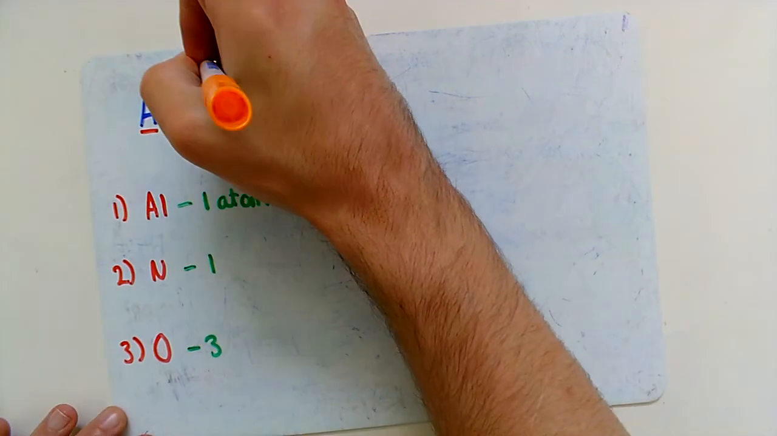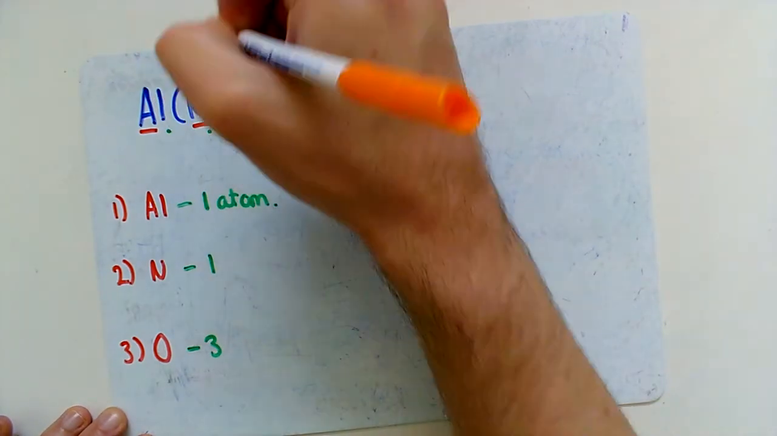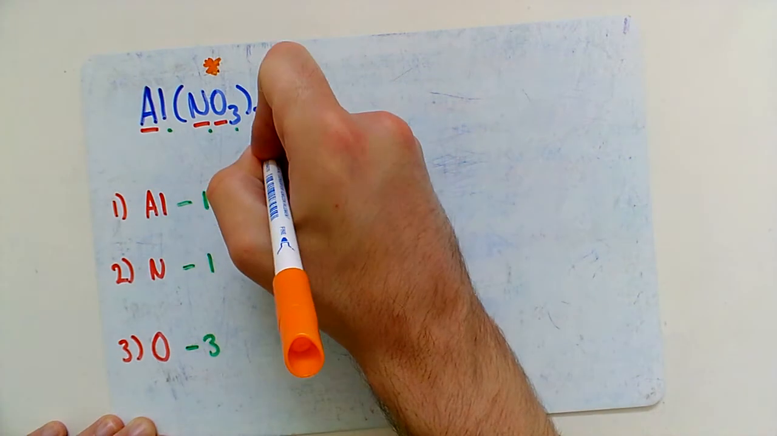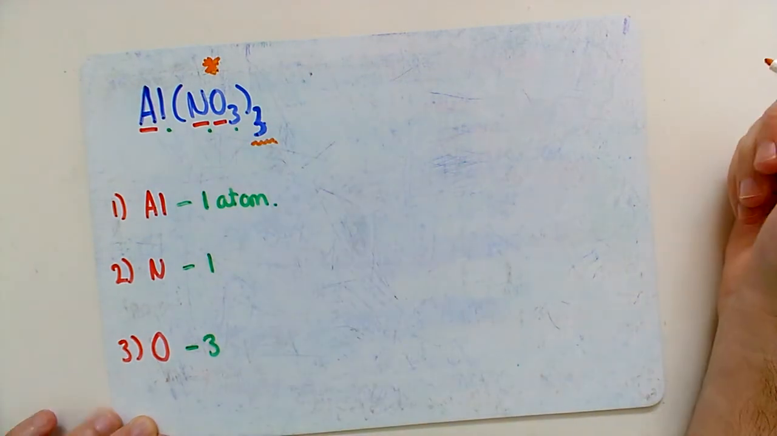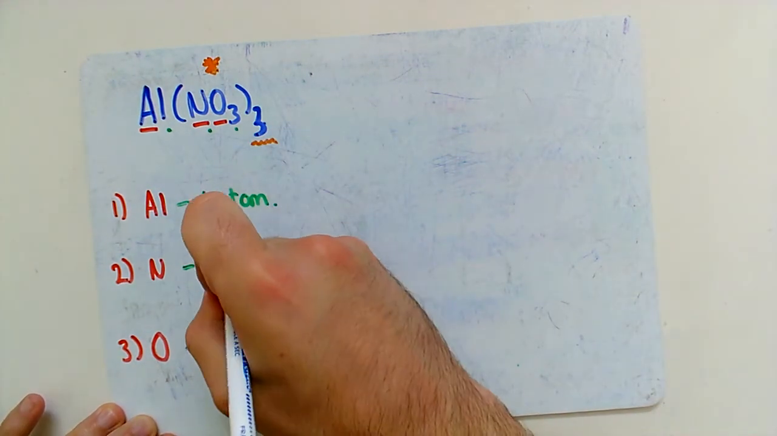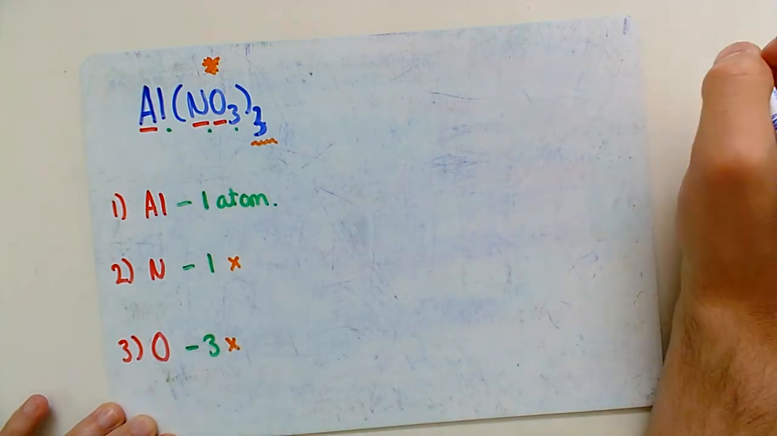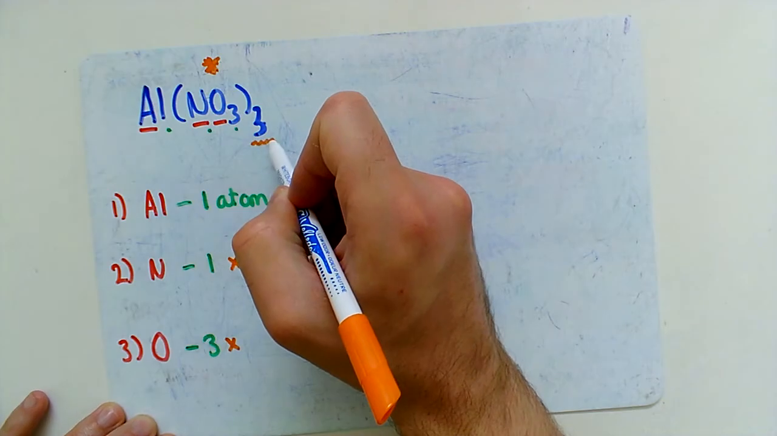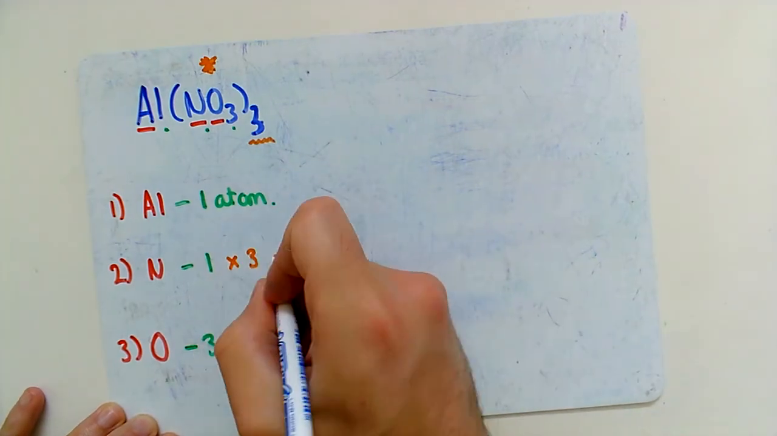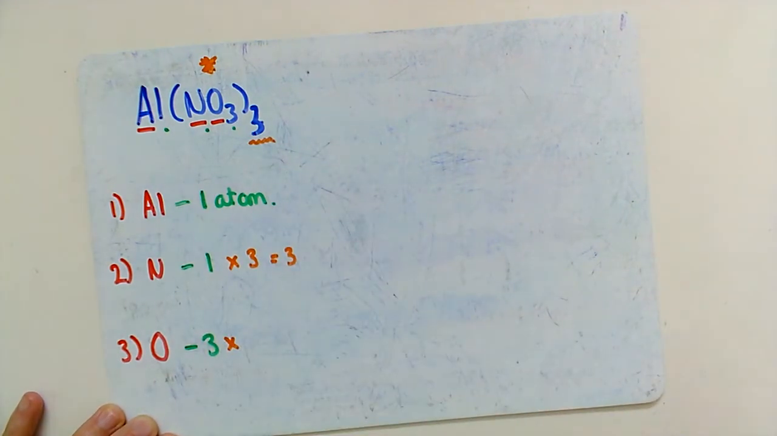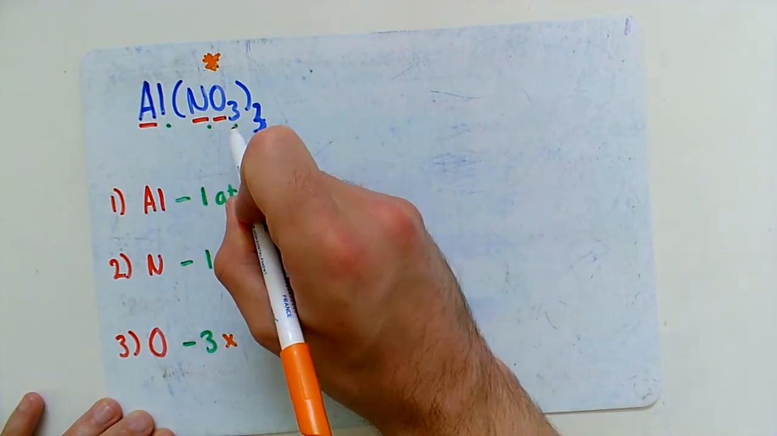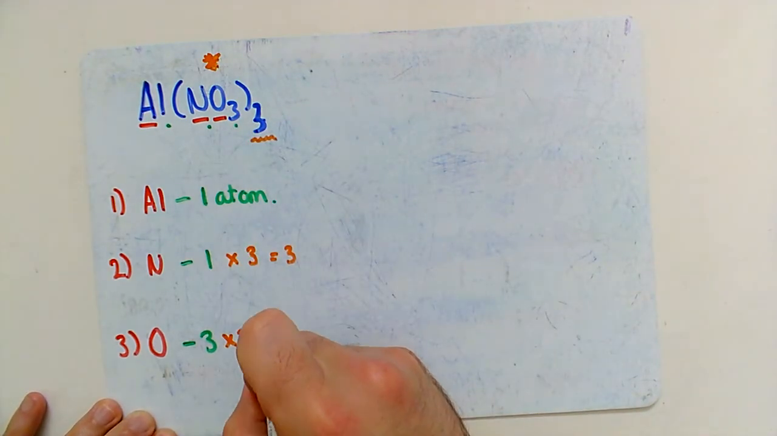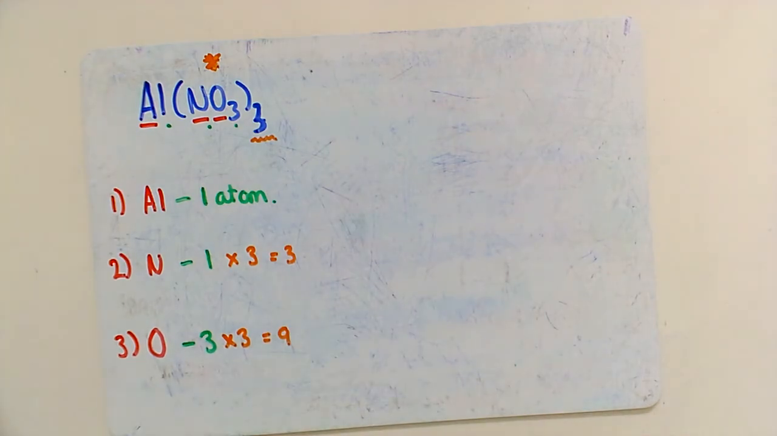But we've got a bracket here, and that's going to make things a bit more complicated. When we've got a bracket, whatever number is outside the bracket, we multiply the things inside the bracket. So nitrogen, there was 1, and then there's a 3 outside the bracket, so it's 1 multiplied by 3, which equals 3. For oxygen, 3 inside, 3 outside, so we multiply it by 3, and that equals 9.